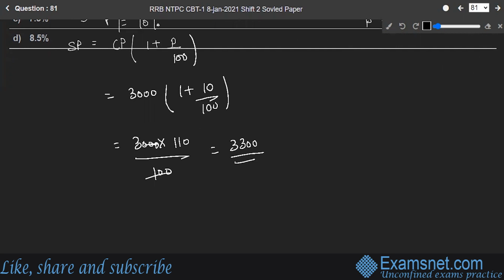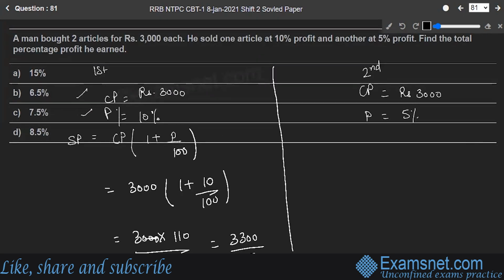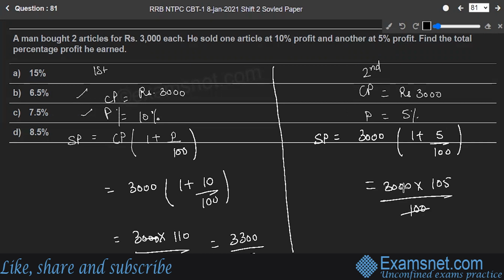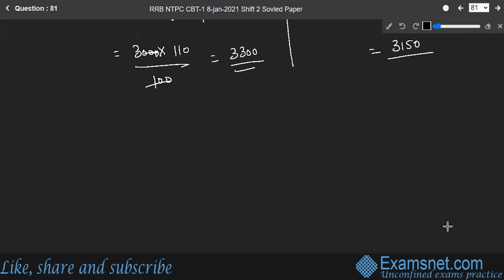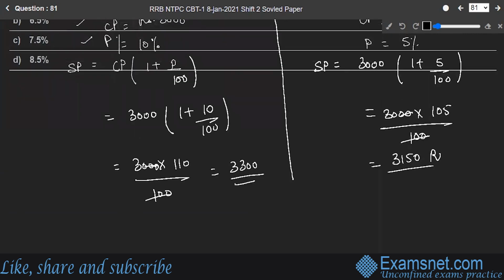Let's go with the second one. So selling price, 1 plus profit, is equal to 3,000 into 105 upon 100. This will cancel out, and you will have 315, okay, 3,150 as the selling price of the second case.